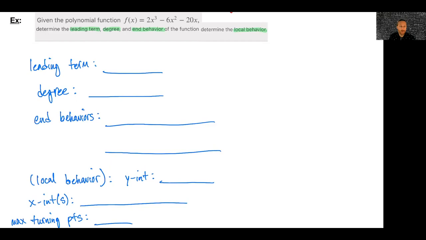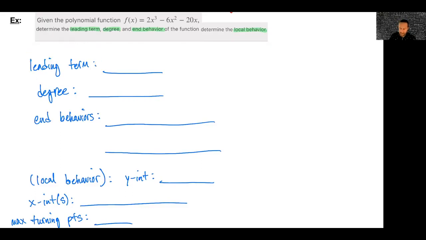All right, and then our local behaviors, along with the leading term, degree, and end behaviors. The local behaviors mean: what are the things locally, in close, in the middle, not just the extremes? So our x and y intercepts and the maximum number of turning points. You'll learn in calculus how to find those turning points, those local maxes and mins, a heck of a lot easier than we can do without calculus. So for now, we'll just talk about how many there are possible. In calculus, we'll find them exactly in a little bit more detail.